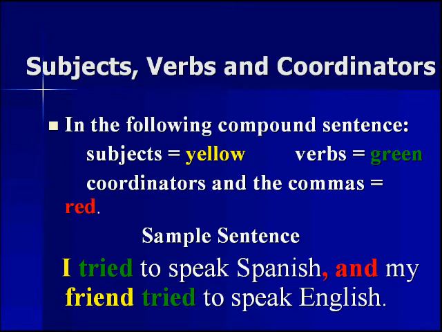Subjects, verbs, and coordinators. In the following compound sentence, subjects will be labeled yellow, verbs will be labeled green, and coordinators and the commas will be labeled red. Our first sentence: I tried to speak Spanish, and my friend tried to speak English. Looking at this sentence, we can see the subjects I and friend, our verbs tried and tried, and our coordinator and, preceded by a comma.